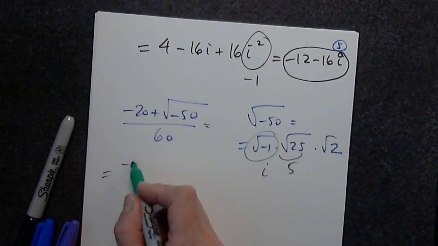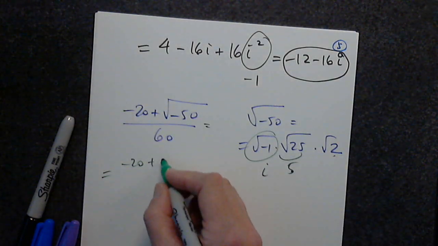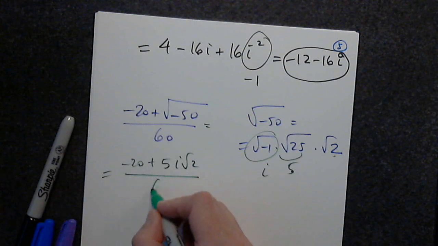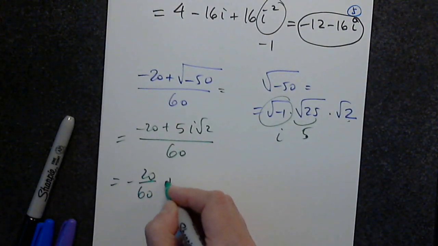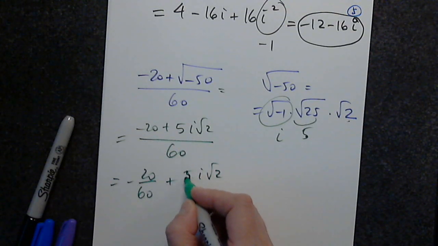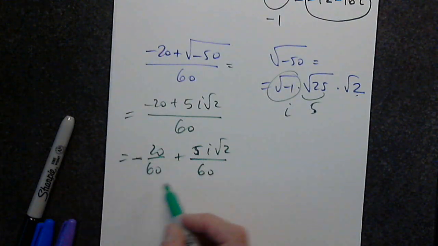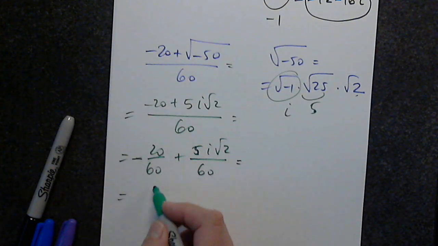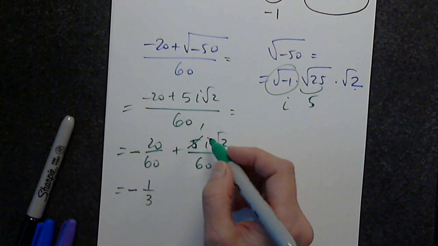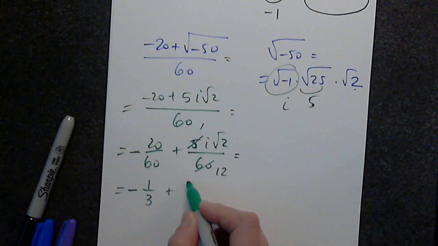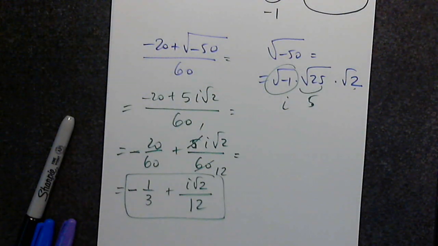So I go back and I write negative 20 plus 5i, the square root of 2, divided by 60. And now I have to separate it. Negative 20 over 60 plus 5i, the square root of 2 over 60. And I must simplify. The first one gets simplified by 20, so I have negative 1/3. And here I simplify by 5, and I get 12. So plus i, the square root of 2 over 12. And that's the fully simplified form.